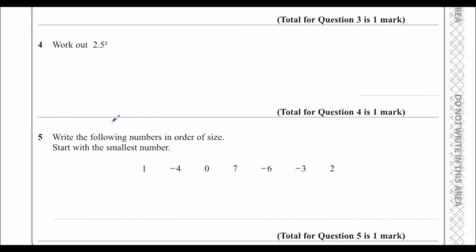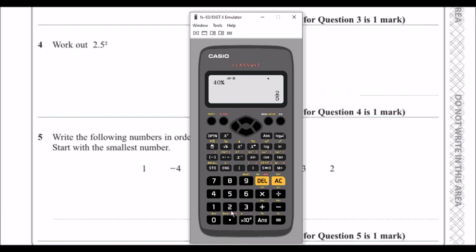Question 4, work out 2.5 squared. So just type it in the calculator, 2.5 squared. We've got 25 over 4 or 6.25.